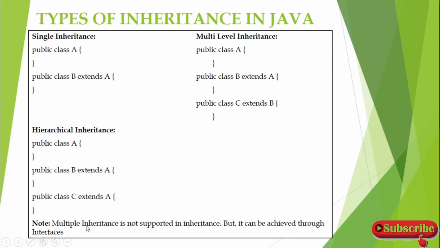Okay, so this is called hierarchical inheritance. Multiple inheritance is not supported in Java, but it can be achieved through interfaces, which I will cover in a separate topic. But I will tell you why it is not supported in Java. Why it is not supported through inheritance, I will mention now. So now let's see some examples for single inheritance, multi-level, and hierarchical inheritance.